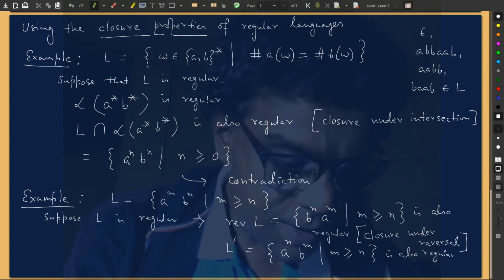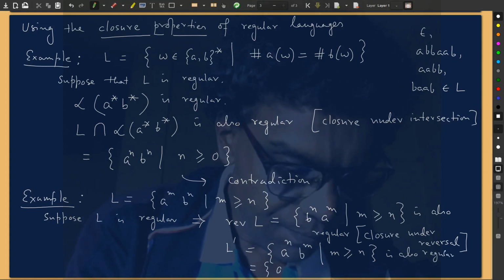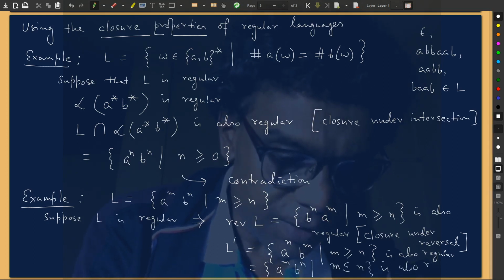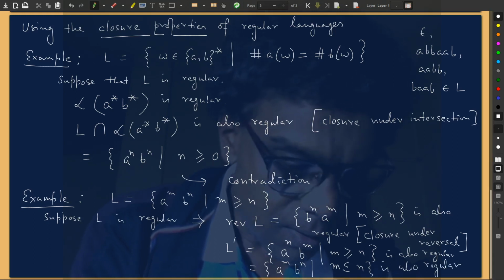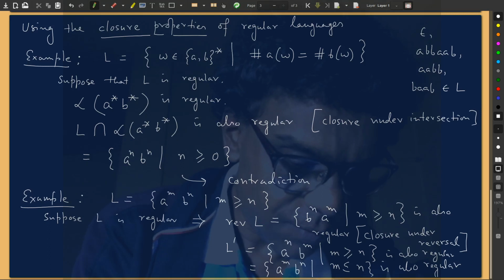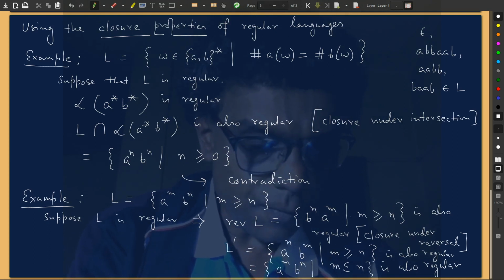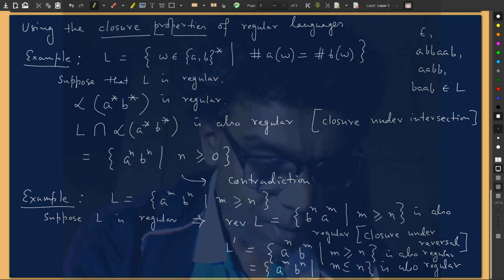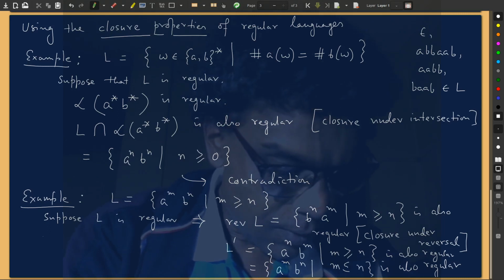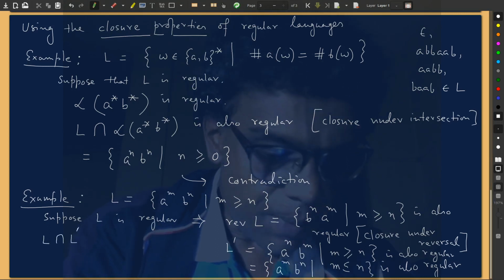And if I also interchange this n and m, this can also be written as a power m b power n. These are all the same language, right? From this one, reverse L to L prime, I have just swapped the roles of A's and B's. But then I again use the property of closure under intersection. L is regular, L prime is regular, so the intersection of L and L prime must be regular.